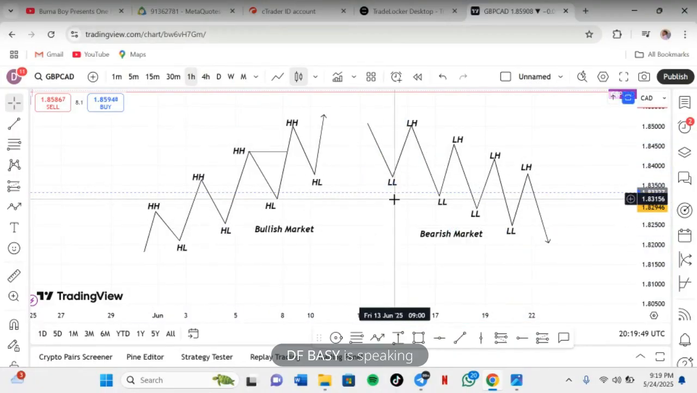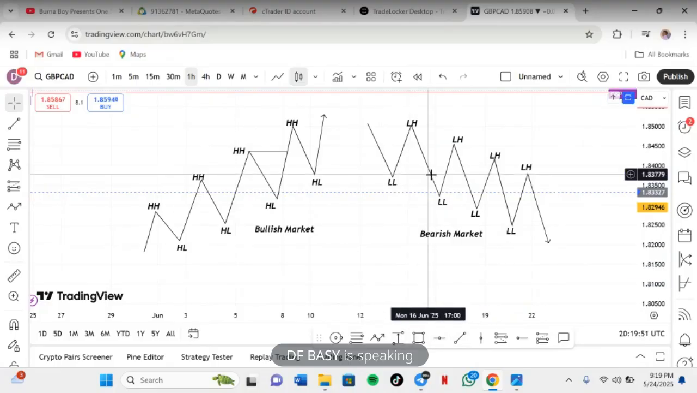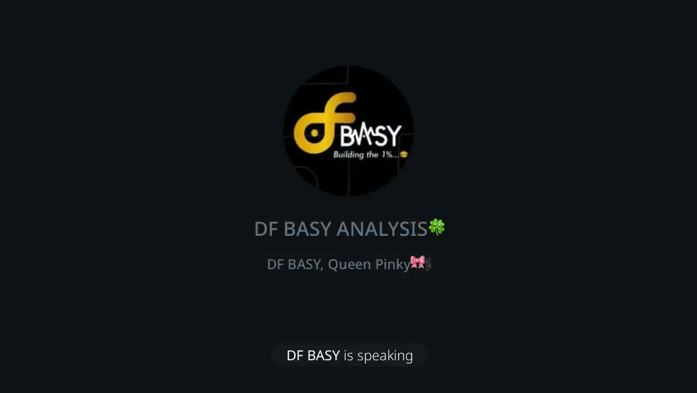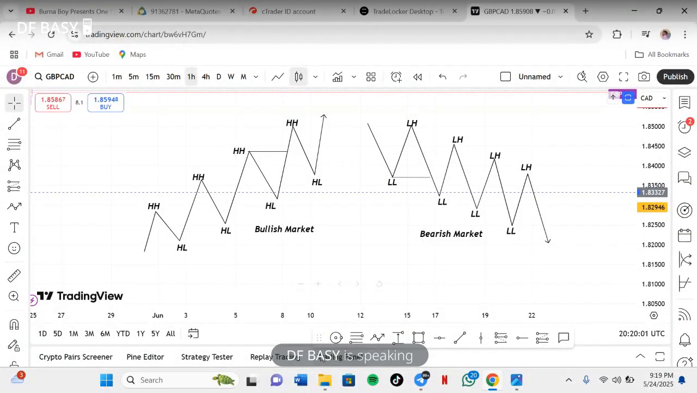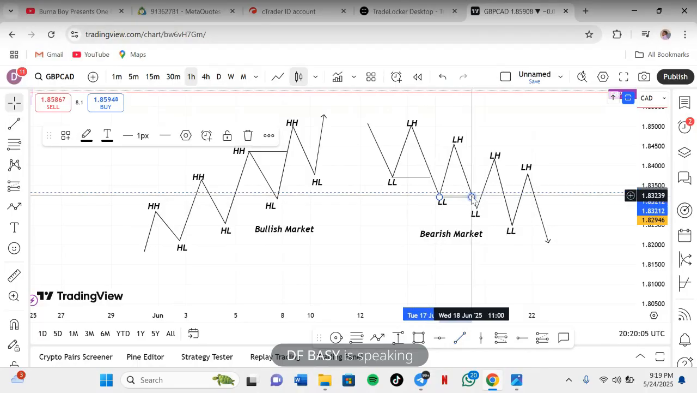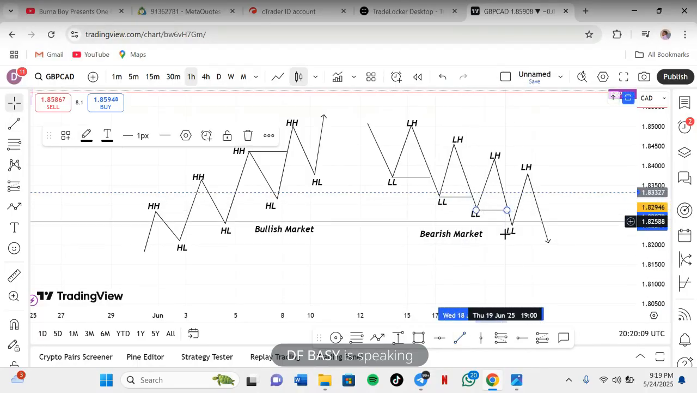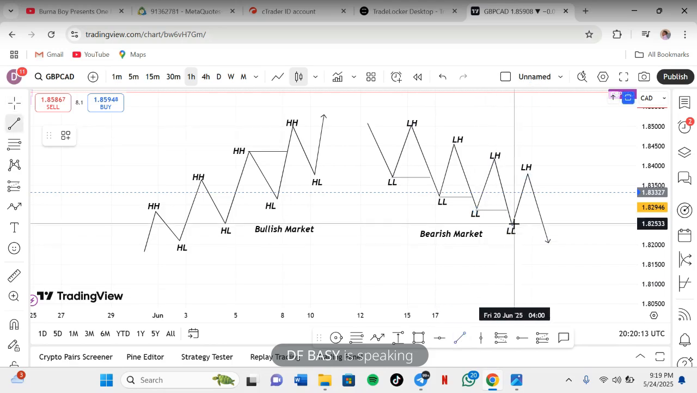So now in the bearish market, what's happening? What's happening in the bearish market is the market is breaking structure to the downside. This is it. Break structure here to the downside. Break structure here to the downside. Break structure here to the downside. And break structure here again to the downside.